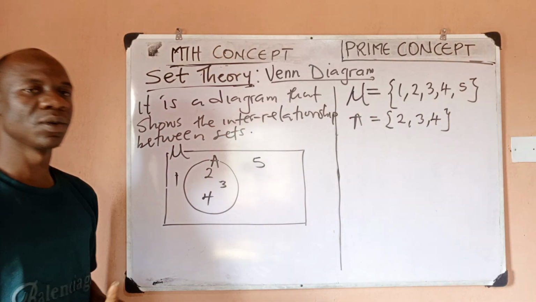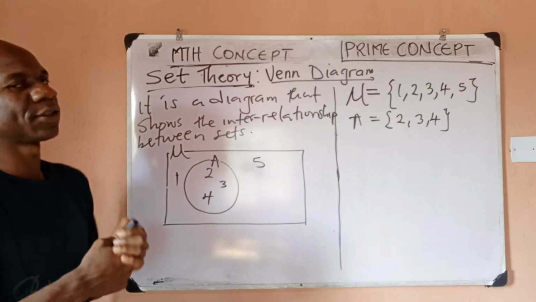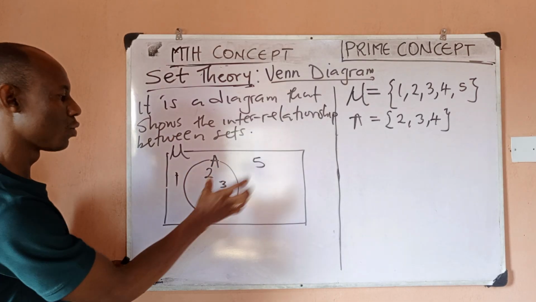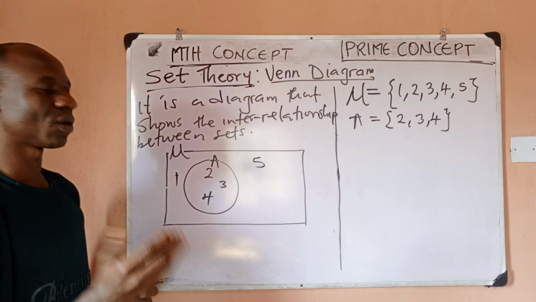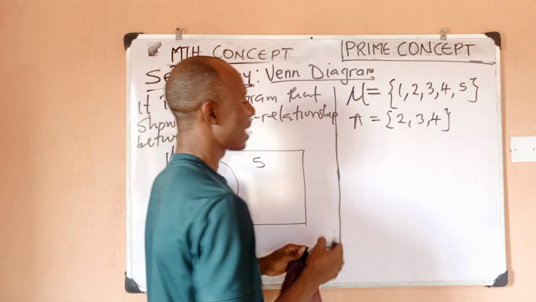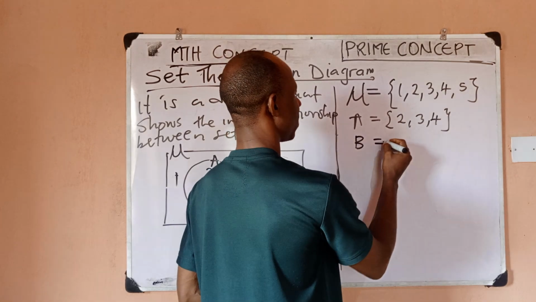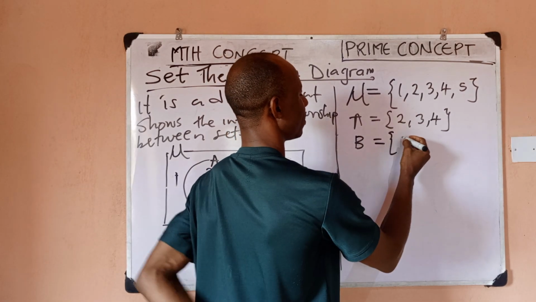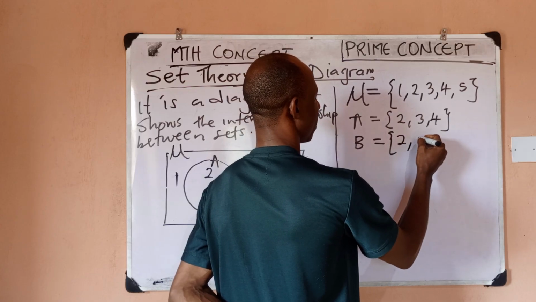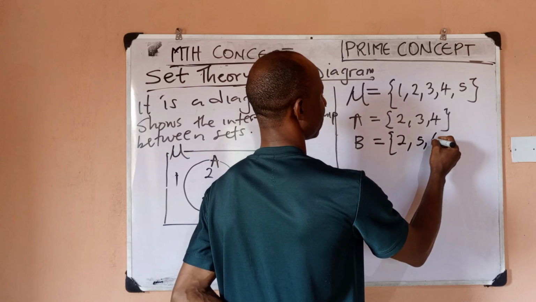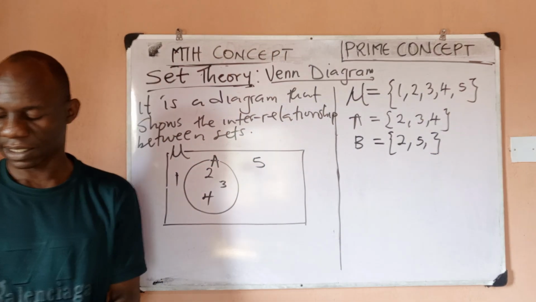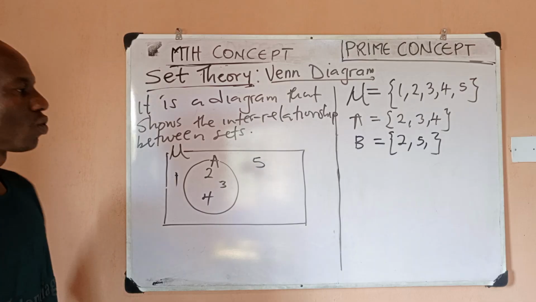So this is what we know as Venn diagram. The circle represents a particular set, while the circle plus everything outside the circle represents the universal set. Now let's say we have another set B. So we have two sets. Now we have a set B that contains the elements 2 and 5. So we have another set that contains elements 2 and 5.